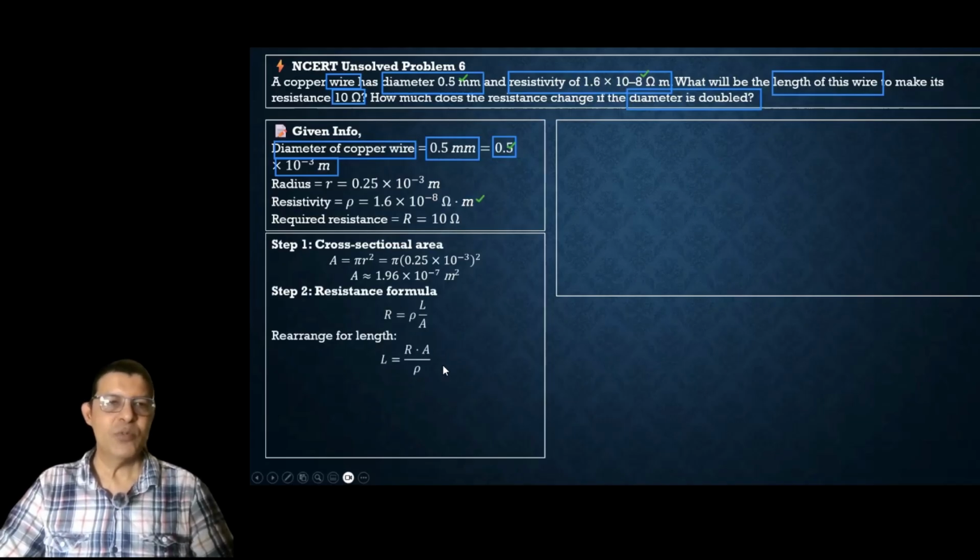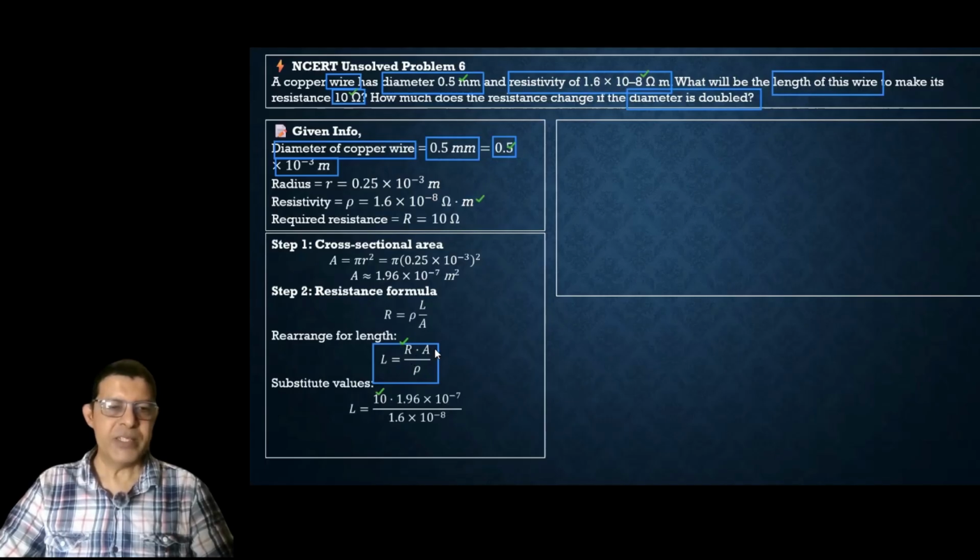So now we want the length, right? So we rearrange the formula with respect to length. We will get resistance into area divided by resistivity, which is rho. So now you put all the values. What is given? What you need? R you need as 10 ohms. For this value of resistance, you need to find the length.